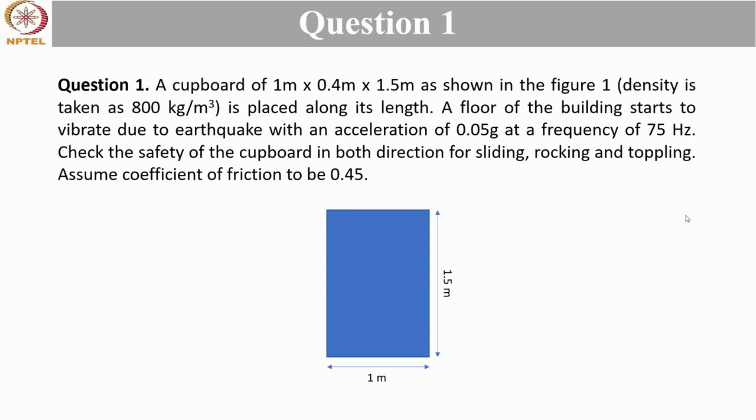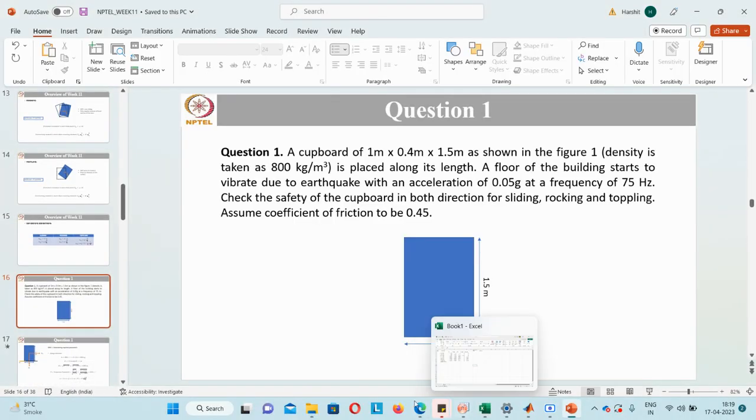Okay, so this is question one. A cupboard of 1 meter cross 0.4 meter cross 1.5 meter, as shown in figure 1, density taken as 800 kg per meter cube, is placed along its length. A floor of the building starts to vibrate due to an earthquake with an acceleration of 0.05 g at a frequency of 75 hertz. Check the safety of the cupboard in both directions for sliding, rocking, and toppling. Assume coefficient of friction to be 0.45. So I will wait for a couple of minutes for you to think how to solve the question, and then we'll proceed ahead.